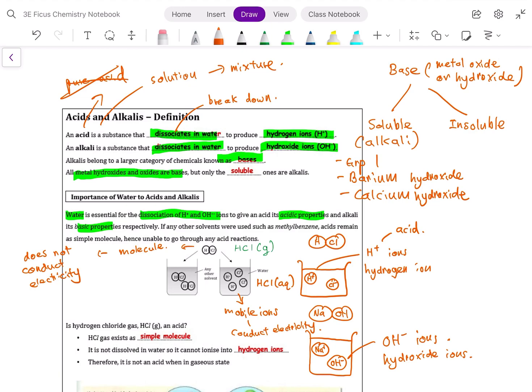So only soluble bases can we call alkalines. Soluble ones are called alkalines, but the insoluble ones, we just call them bases. So basically all alkalines are bases, but not all bases are alkaline. If you understand what I mean by this statement, I repeat again: all alkalines are bases, but not all bases are alkaline.